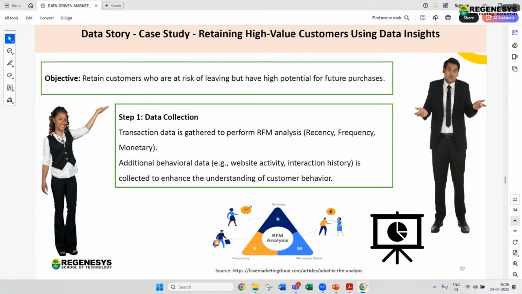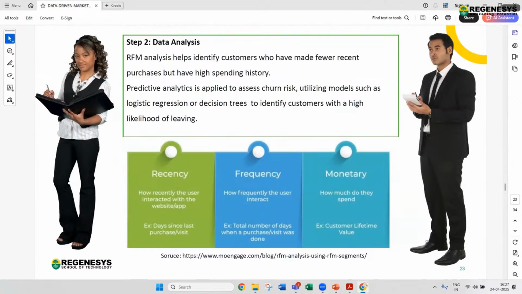Once you collect the information, next slide, please. The second step is we do the analysis of data. Recency is how recently the user interacted with the website. This is what the R value finds. Then frequency is how frequently the user interacted, and then how much they spend. These are the three main important points, because a company wants to understand how much they spend, so that it can decide, if the customer who is spending more wants to leave, how we are supposed to retain them. That becomes very important for the company.